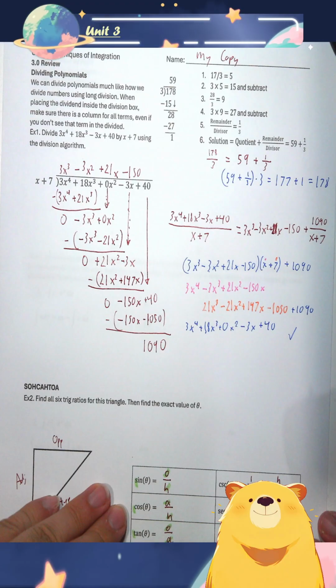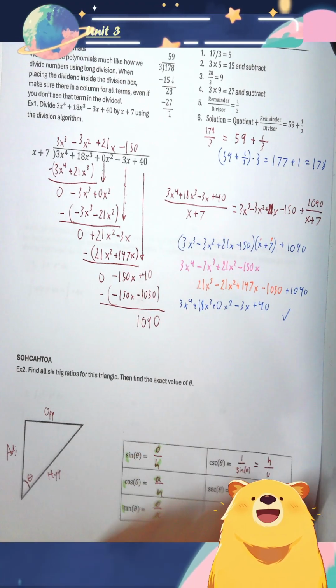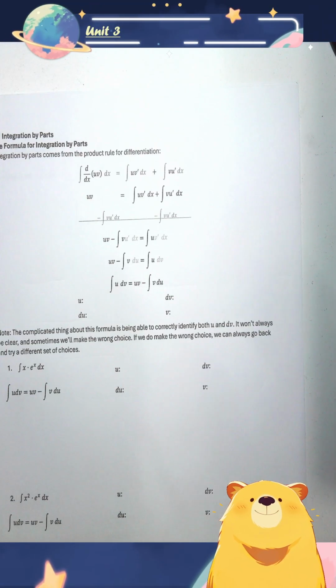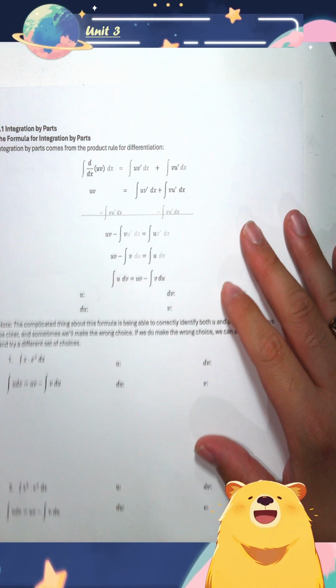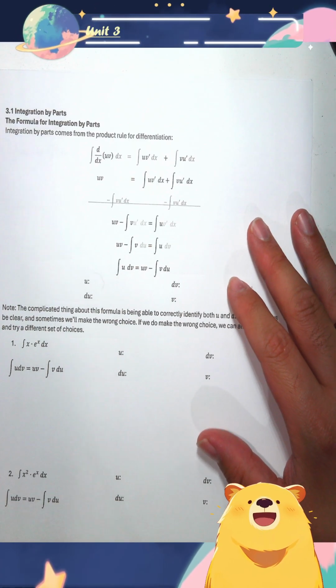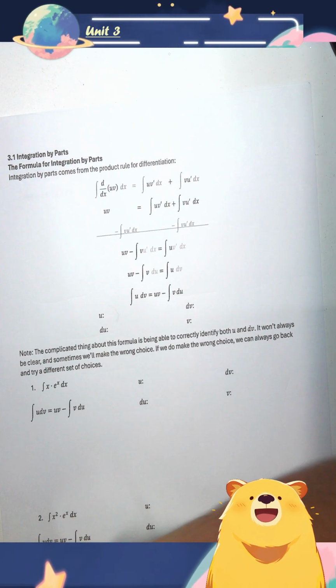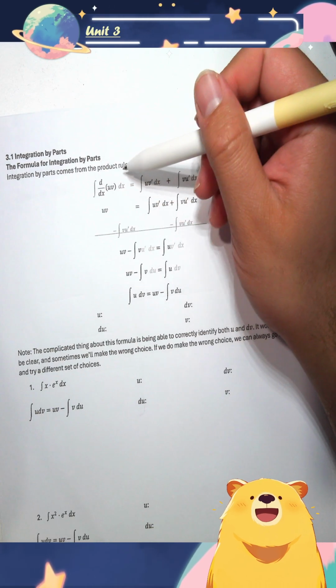All right. Let's get started with the actual new Cal 2 material. This section is going to involve a lot of strategies. The first strategy we're learning is integration by parts. The formula for integration by parts comes from the product rule.